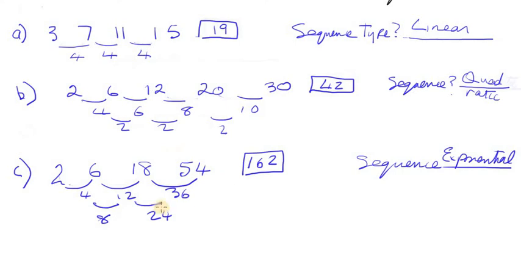Okay, it keeps multiplying by 3. On our course, our exponentials will be either multiplied by 2 or multiplied by 3. They're not going to throw any other numbers in here. So, there we are, the 3 different types of sequences. I hope that helped.